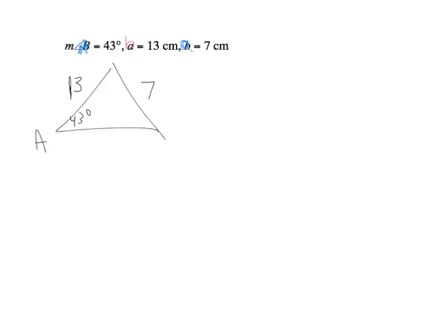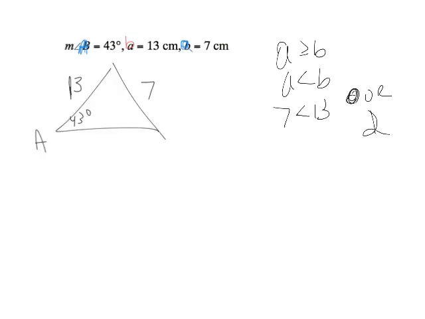And the way you do that is if you look at your A and your B, and that's kind of why we relabel, because we're just so used to seeing A and B. So if A is greater than or equal to B, then you have one triangle. But if A is less than B, in this case, because 7 is less than 13, we have to set up our ratio and see, because we could have 0 or 1 triangle. Okay. Nope, I lied. 0 or 2 triangles. Sorry about that. So you set up your ratio.